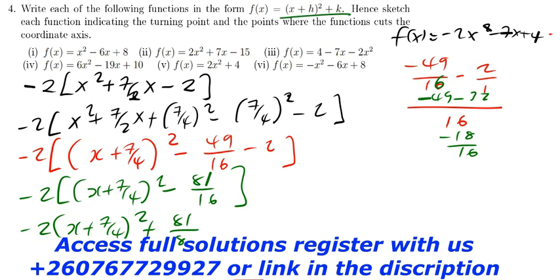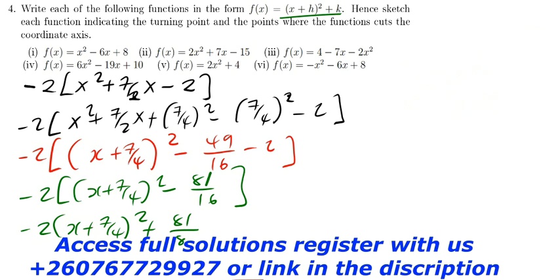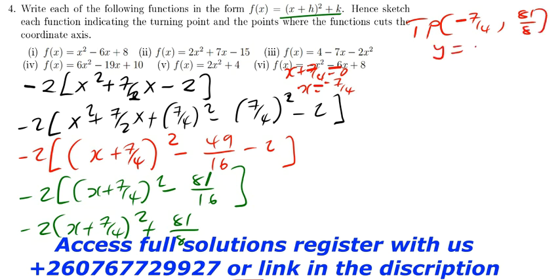What's the next step? I find the turning point. So what will be the turning point? Remember that x plus 7 over 4 is equal to 0. So x will be equal to negative 7 over 4. So negative 7 over 4, comma, this one you get the way it is. So it is positive 81 over 8. Y is a number that doesn't have x, so it's 4.